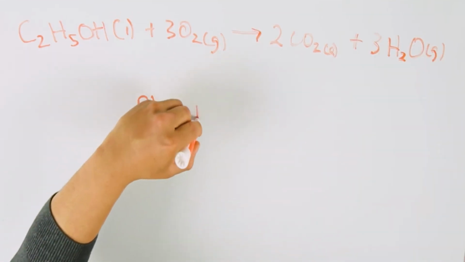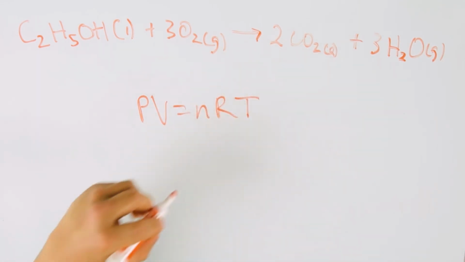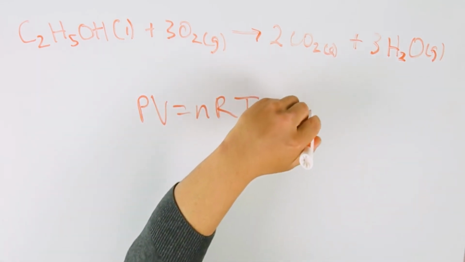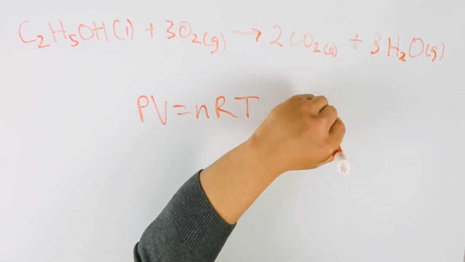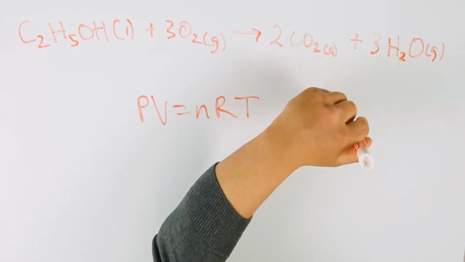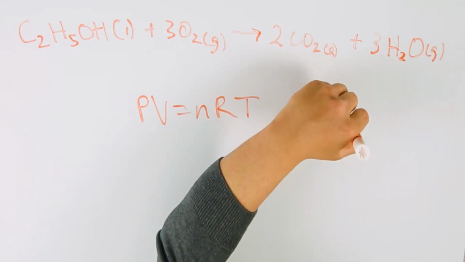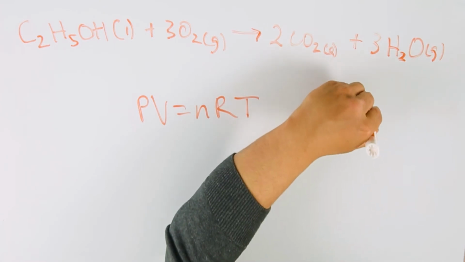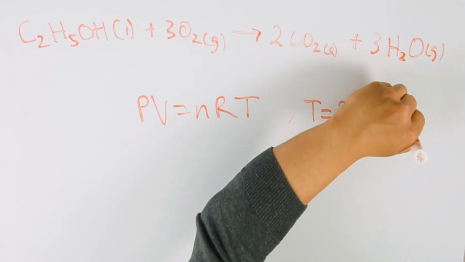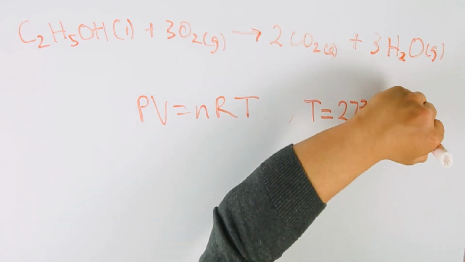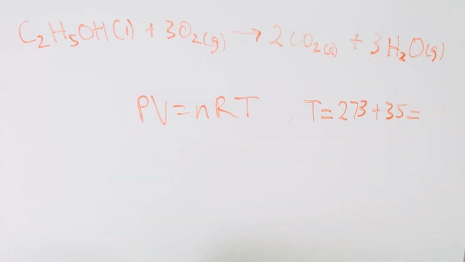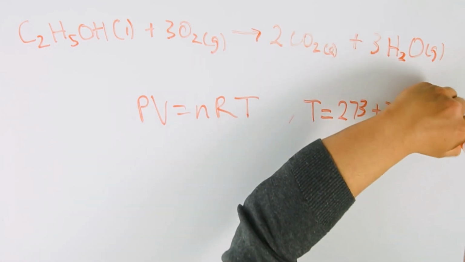Now we've got to use our ideal gas law, which is PV equals nRT. And remember, temperature is always in Kelvin. And so what that means is that the 35 degrees given in the question needs to be converted to Kelvin. And what that means is we have T equals 273 plus 35, and that gives us 308 Kelvin.